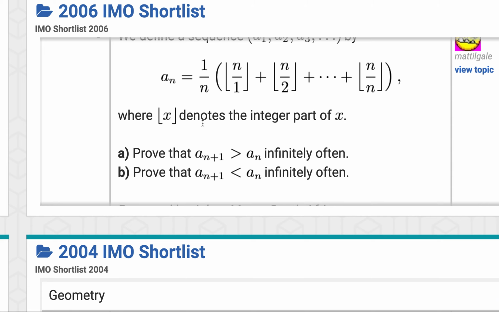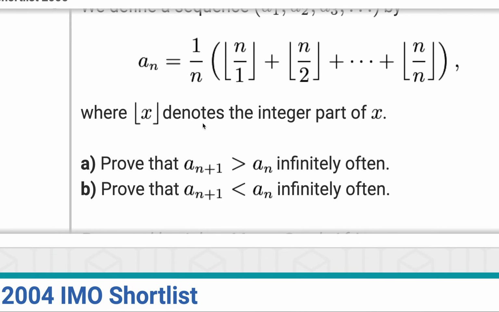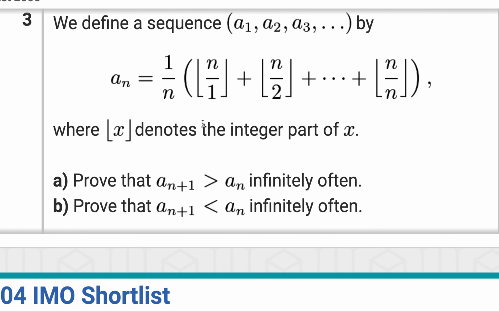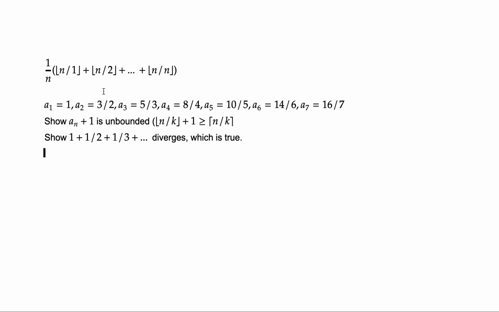And now I would think that part B is probably the more difficult problem: a sub n plus 1 is less than a sub n infinitely often. That seems more difficult for sure, since as we saw before, it looks like it did not decrease very often at all.